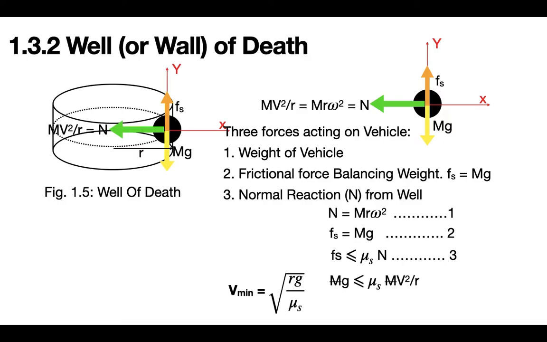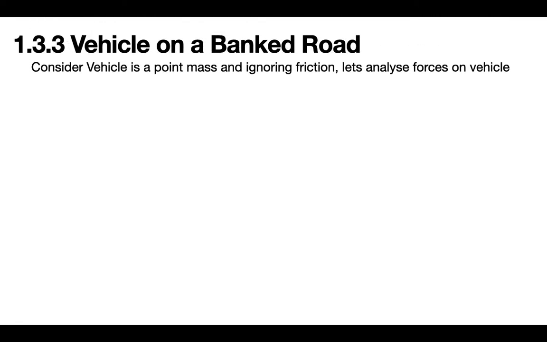Let's move to the next example: vehicle on a banked road. Consider the vehicle as a point mass and ignore friction. So let's start with a simple case of ignoring the friction, and it's a point mass, because if we don't consider a point mass, then we have to consider the momentum and other things. So for simplicity, we are considering the vehicle as a point mass.